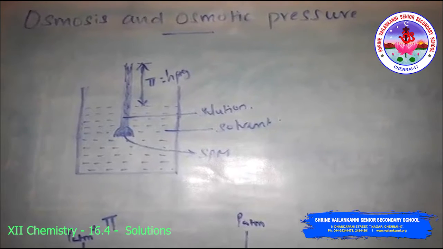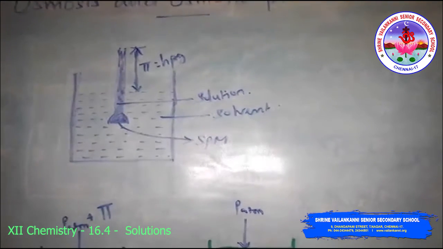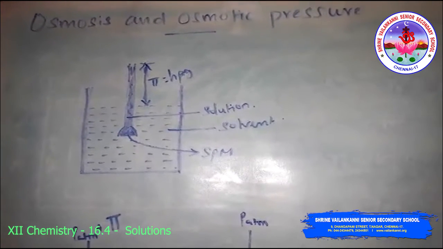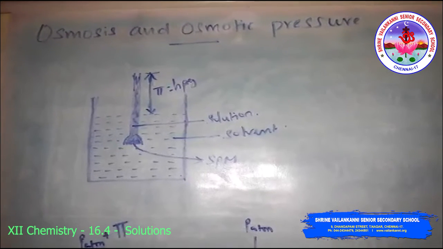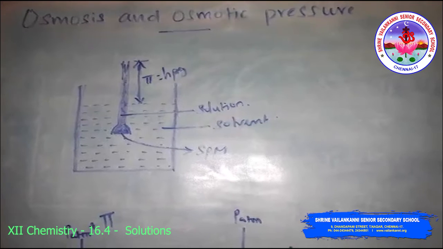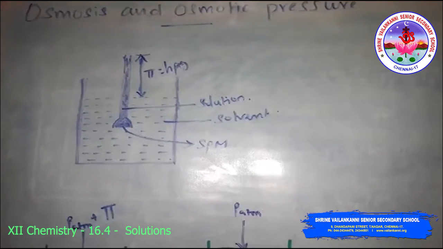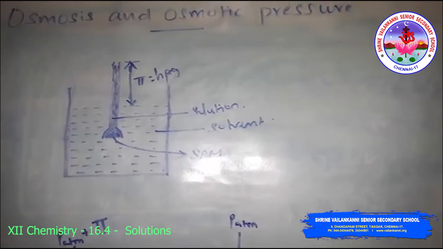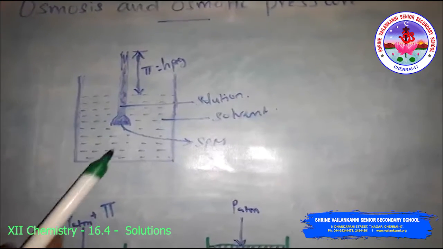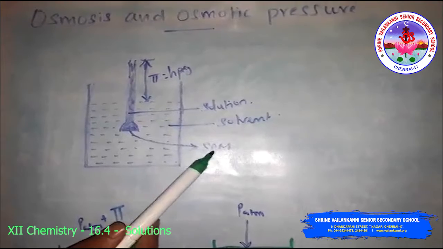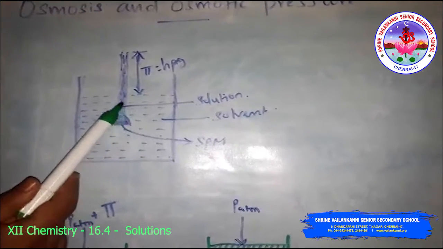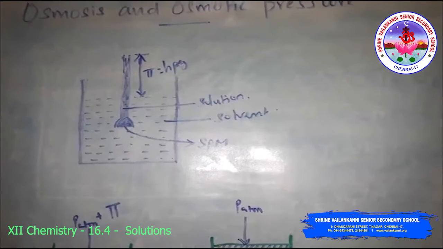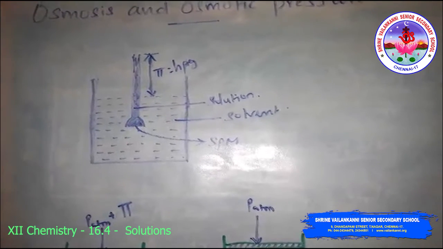These membranes appear to be a continuous sheet or film, yet they contain a network of submicroscopic folds or pores. So small solvent molecules like water can pass through these folds, but the passage of bigger molecules like solute is hindered. A membrane having such properties is called a semi-permeable membrane, that is SPM. This is a solution and this is a solvent. Assume that only solvent molecules can pass through the semi-permeable membrane.